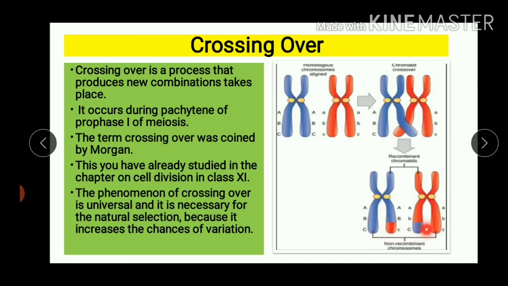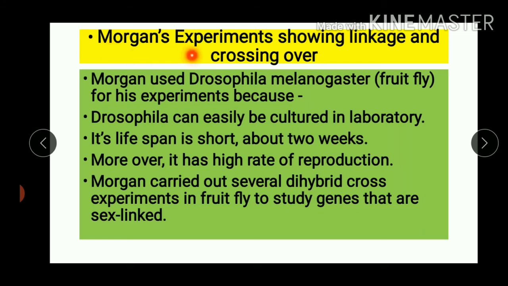So here if you can see, here capital A, capital B, capital C, they are as it is. But after exchange, capital A, capital B and here small c has come. Here small a, small b and here capital C has come. Okay, it means exchange of genetic material or exchange of genes takes place during crossing over so that new recombinations occur in the offspring. Now, Morgan's experiment showing linkage and crossing over.